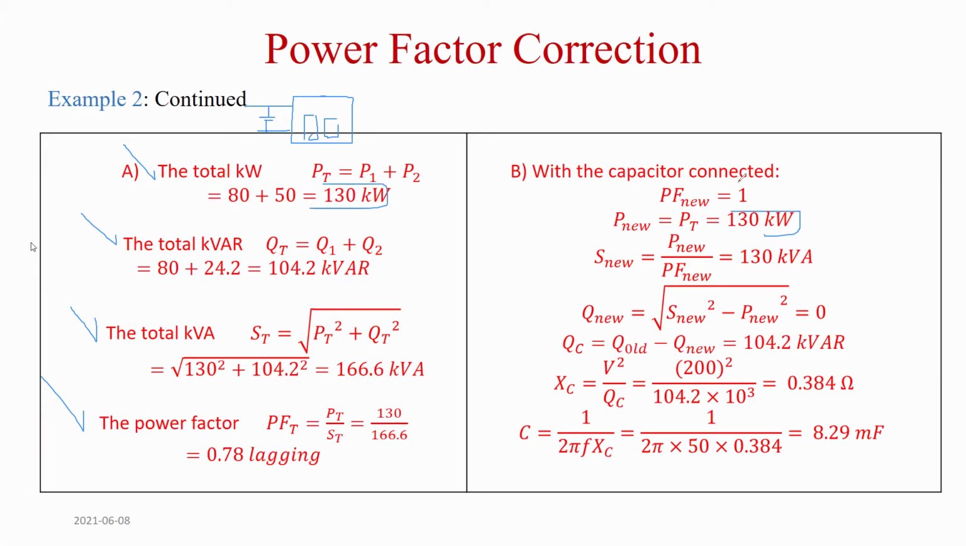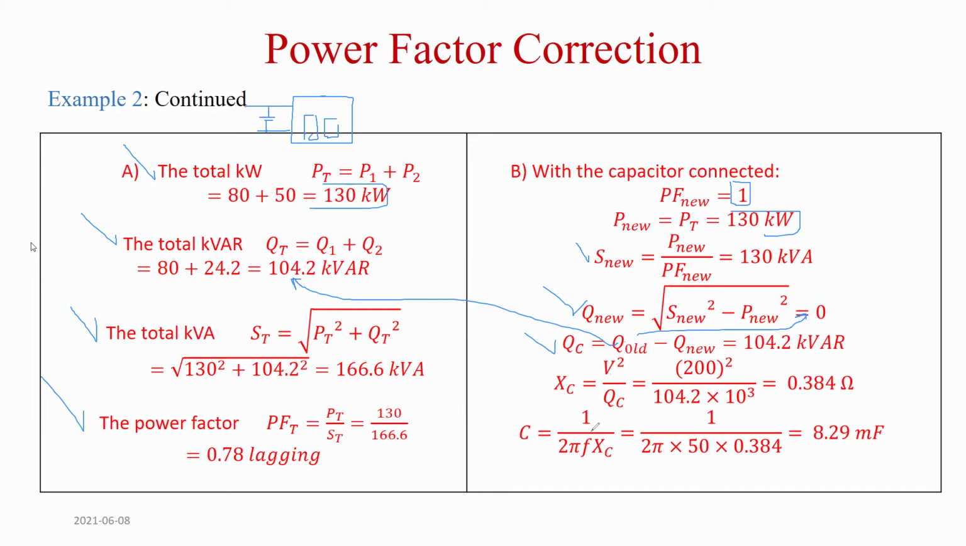Okay, the new power factor is given. They tell you to raise it to 1. You're gonna find S new, which is different than the S old. Find Q new, which is the same thing: S squared minus P squared. When power factor is 1, Q is 0. Then you're going to find QC, which is the difference between Q old and Q new.